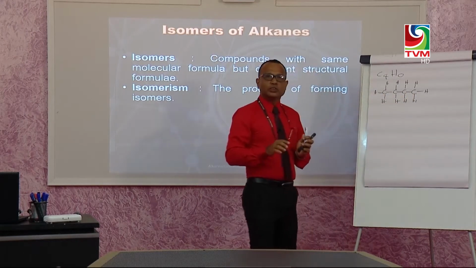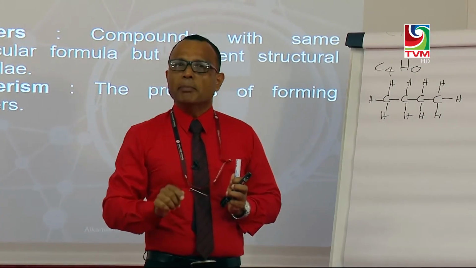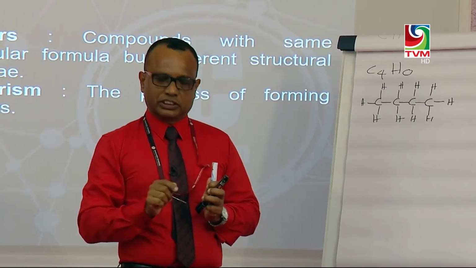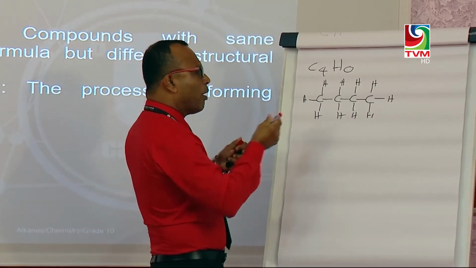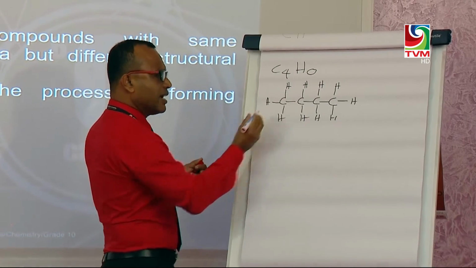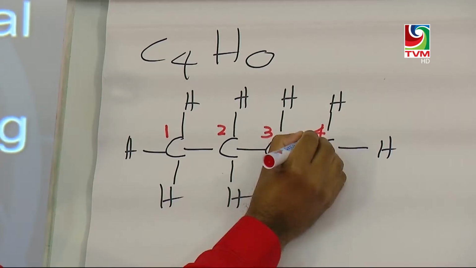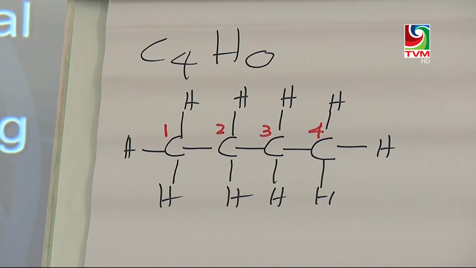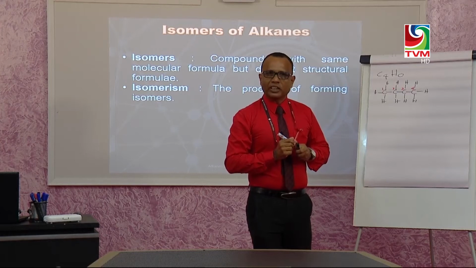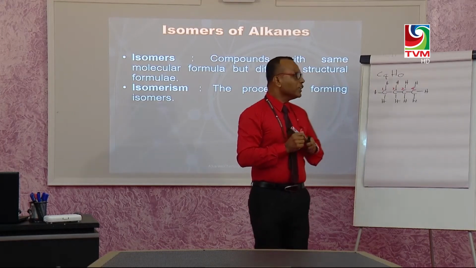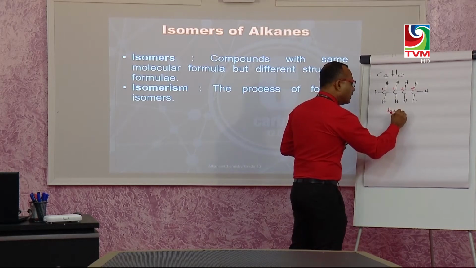Then I need to number the carbon atoms of the carbon chain I have chosen. When I number, I can start from the left hand side or the right hand side: 1, 2, 3, 4. No carbon is left without a number. It means it does not have any branch. So we write the name of this one as butane.